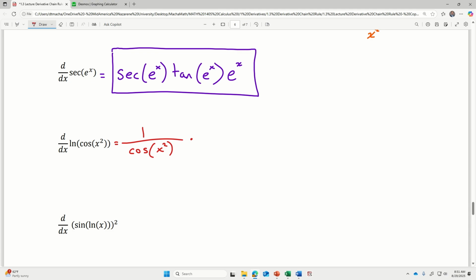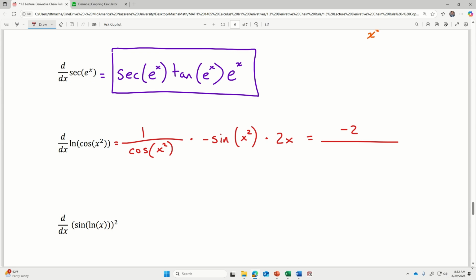What's the derivative of cosine? Negative sine. And I leave the inside part alone. And now I'm going to multiply by the derivative of the innermost function. What's the derivative of x squared? 2x. So all together, that's correct, and you would get full credit just for writing that. Don't stress out too much about simplifying if you don't have to.